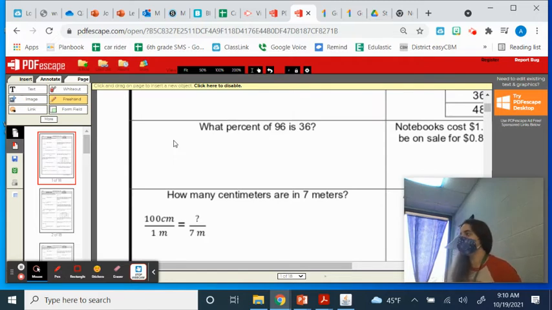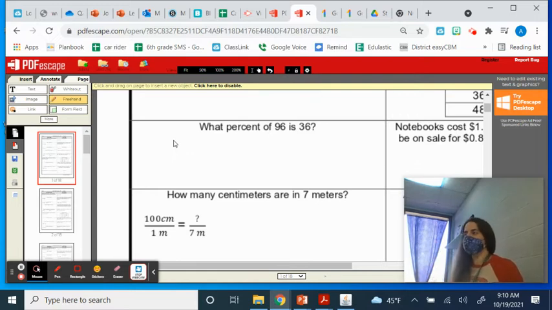Part is percent of whole. What's my part, 36 or 96? 36. So 36 is a percent of 96. What does of mean? Of means to multiply. Can I multiply the word percent by 96? No. So if I can't multiply, I divide.